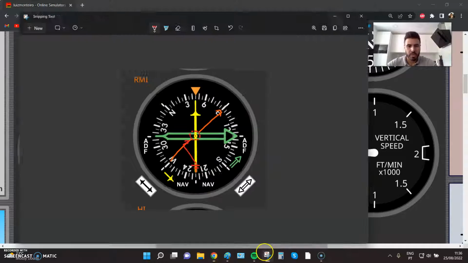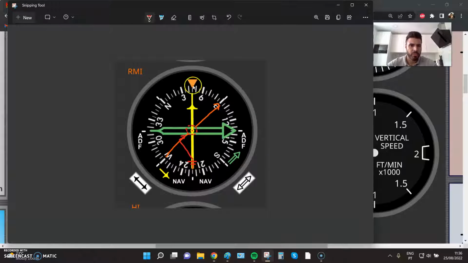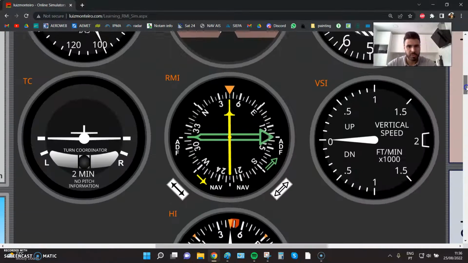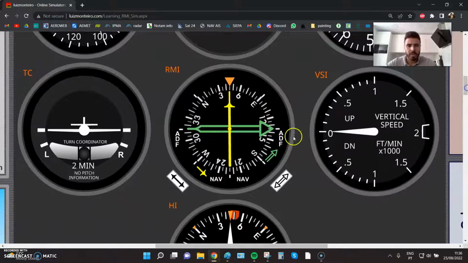So now, interpreting this, we are on QDM 045, we are here, we want QDM 090, so we want to go left, intercept it and follow it. All right, so okay, let's do it. I'm going to take it out of pause. Let me just go down here to the counter to see if I'm doing it right. All right, so QDM 090, which means that I want this line of position, so I need to come left to intercept it to 090. Okay, so I'm going to turn left.